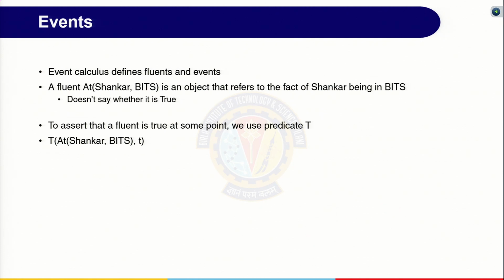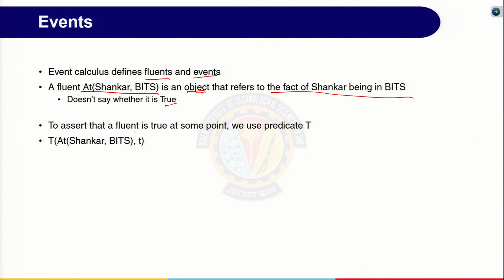So what event calculus does is that it defines two things. One is the fluents, the other is the events. A fluent is nothing but an object. An example of a fluent is that we have a predicate At which says Shankar is at BITS. And this doesn't say that it is true or false. A fluent just says that it is an object that refers to the fact of Shankar being in BITS. We don't know whether this is true or false.